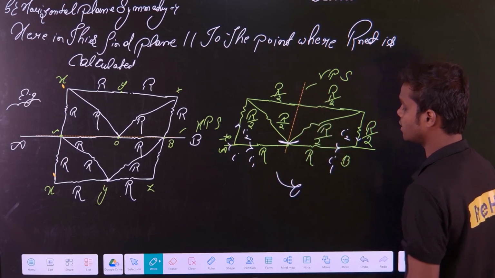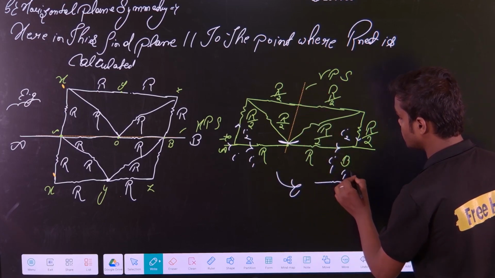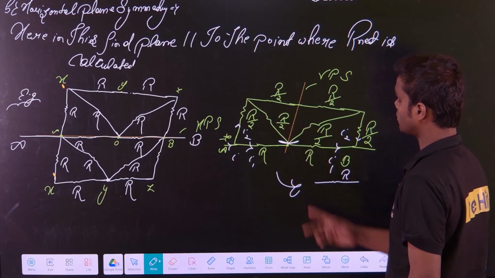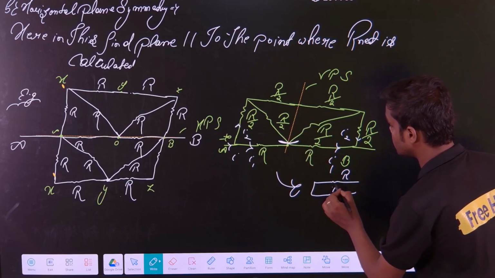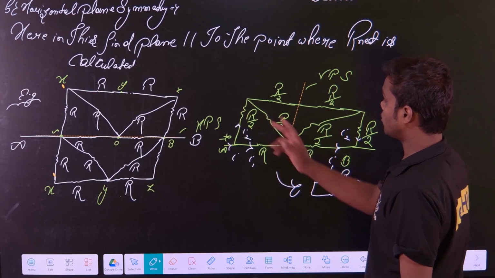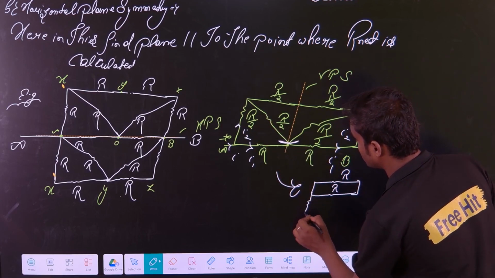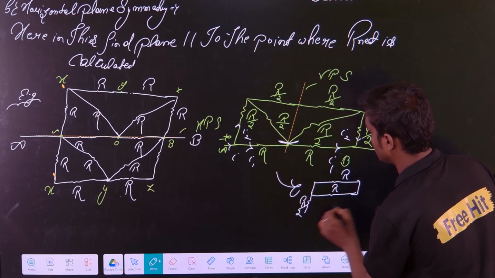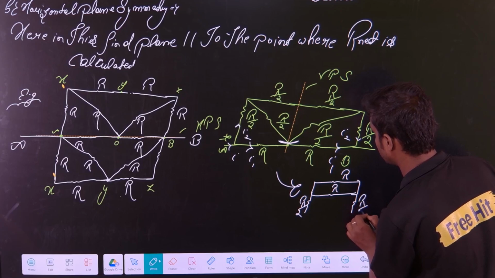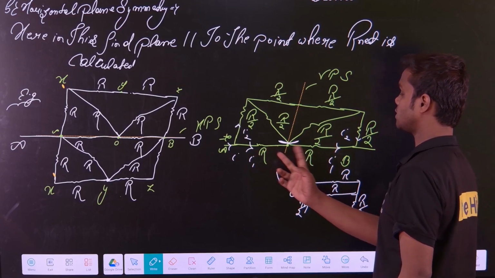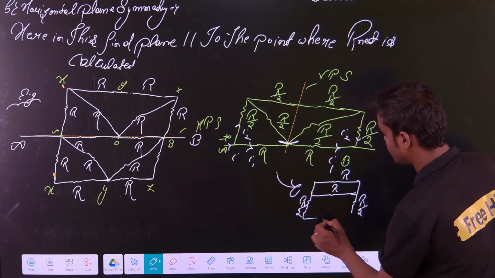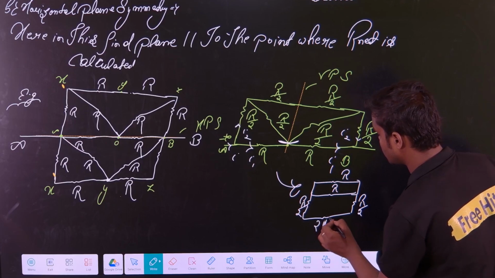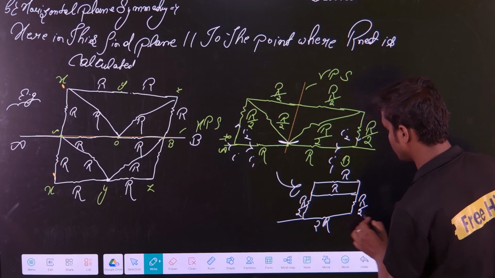If it is disconnected from here, what will you get? R by 2 plus R by 2 is R. So there will be resistance R here. R by 2 plus R by 2 will also be R. So there will be resistance R here also. Now there will be one resistance R by 2 here and one resistance R by 2 here. Now these two resistances will be in series, that is 2R, correct?